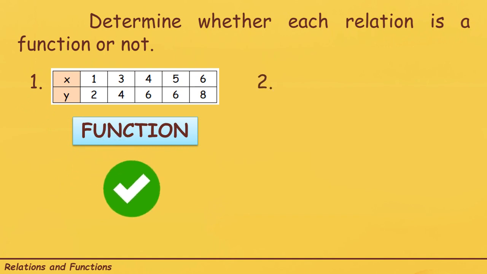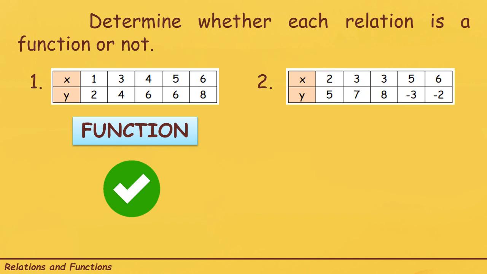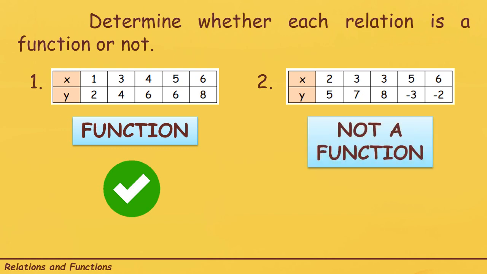Another example, number 2. Table of values of x and y. X: 2, 3, 3, 5, 6. Y: 5, 7, 8, negative 3, negative 2. What do you think? Is it a function or not a function? Alright, well done. It is not a function. Dahil dito ay merong naulit na number sa x-coordinate. Yung 3 ay naulit.